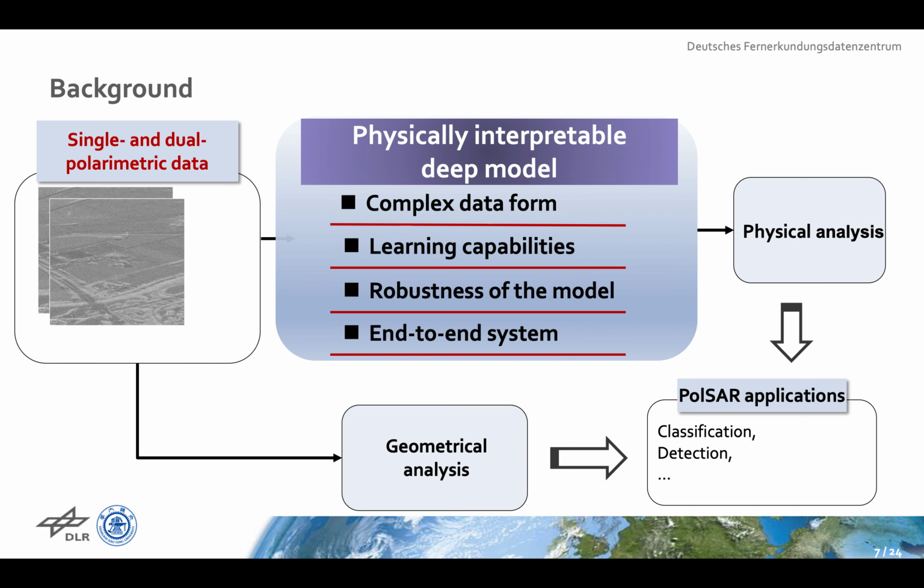We know for fully polarimetric SAR images, we can do physical analysis and geometric analysis to get the physical information and the geometric information, and finally serve SAR applications such as classification and detection and so on. But for single and dual polarimetric SAR images, it's usually hard to do this. So we consider a physically interpretable deep model.